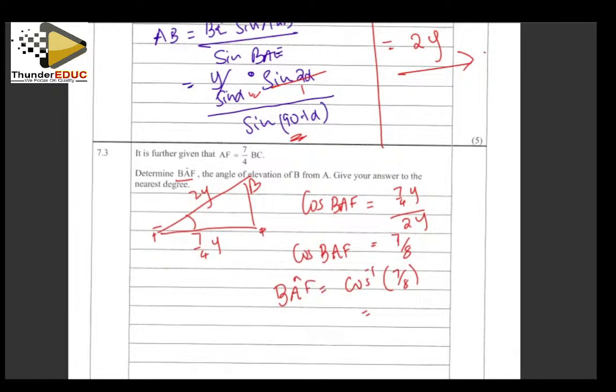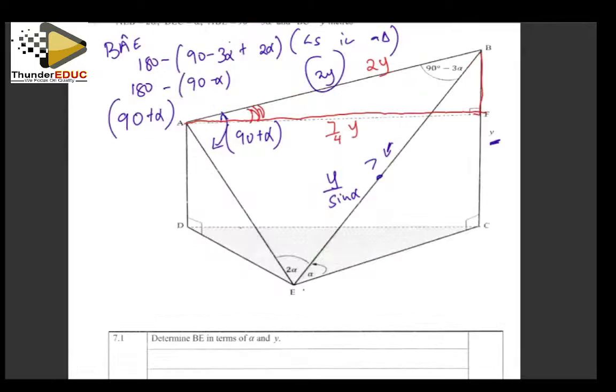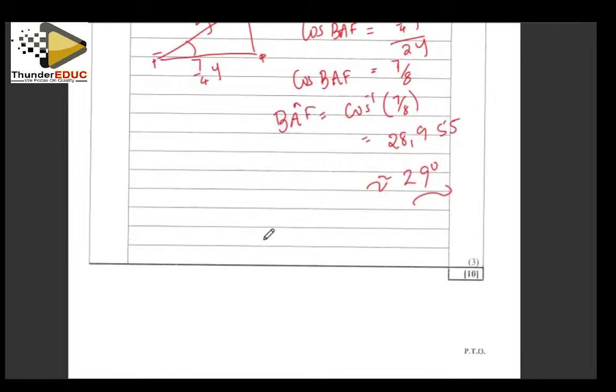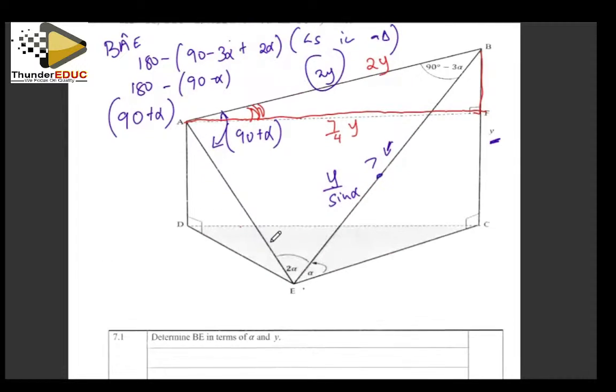Okay. When I punch this into the calculator, 7/8, what do we get? I'm getting, let's see, 28.955, but the question said nearest degree. So which means it's 29. Okay, that is 7.3.